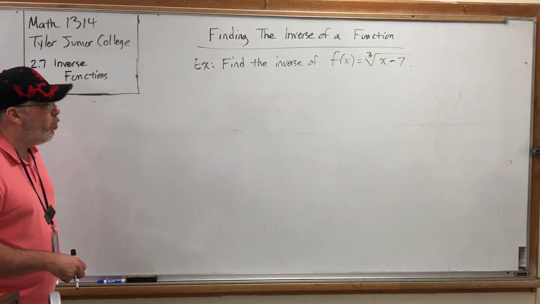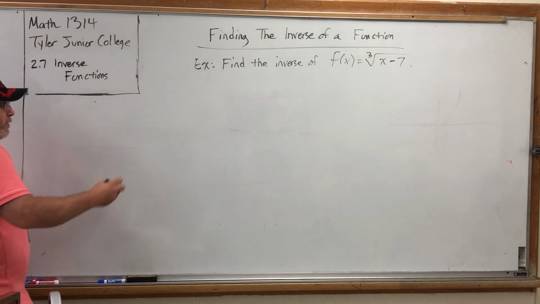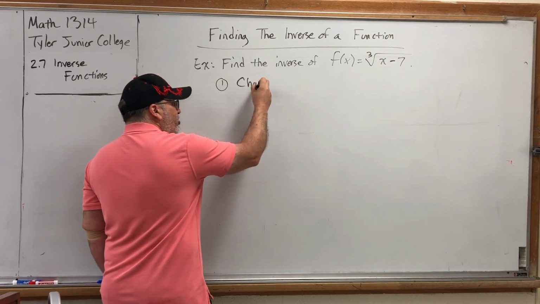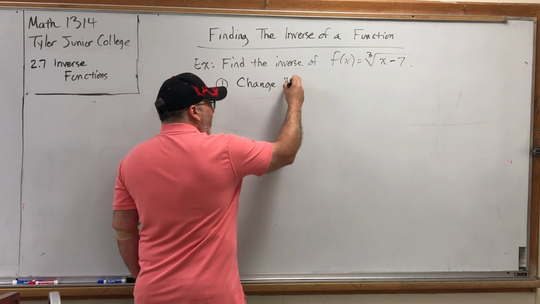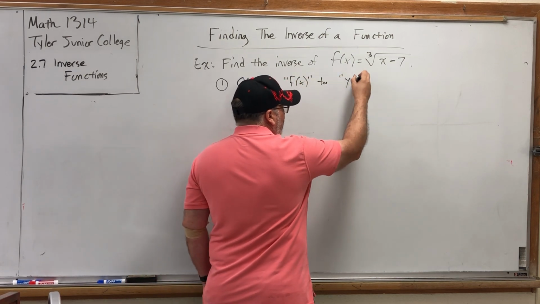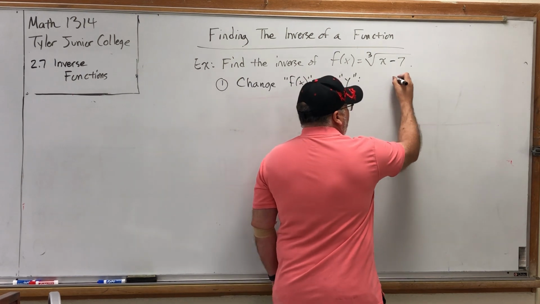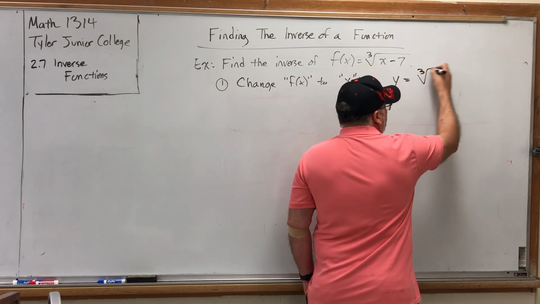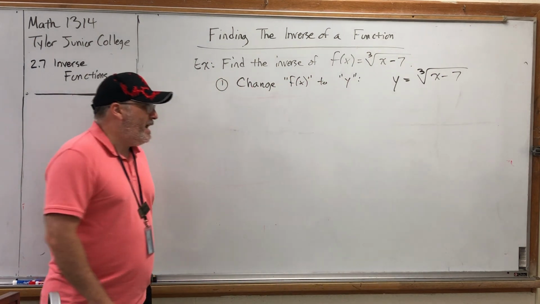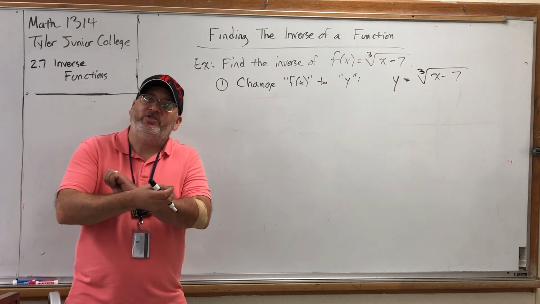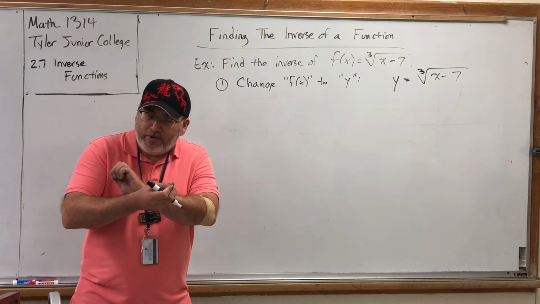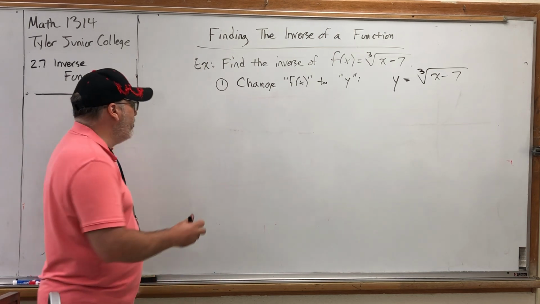Now there is currently no y in here, which is why the first step for finding the inverse of a function is to change f of x to y. So this is a purely cosmetic move. We're going to write y equals the cube root of x minus 7. And now we can pull off the move that creates the inverse relation, which is to switch the ordered pairs, and we achieve that by switching the x and the y.